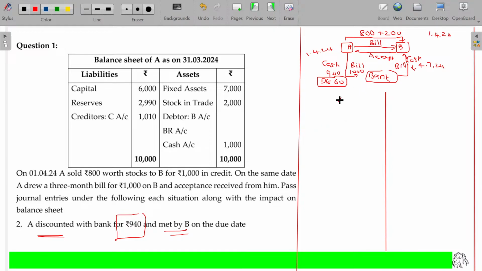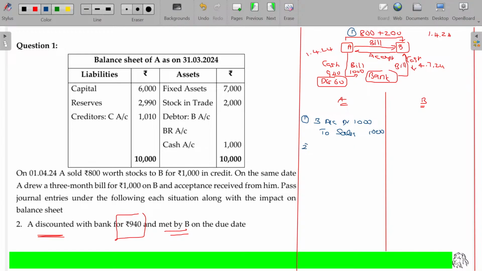So in the books of A as well as in the books of B. First, the journal entry is all about sales. In the books of A, the journal entry being B account debit to sales, the value being 1000. And in B, I will finish up B's record later.